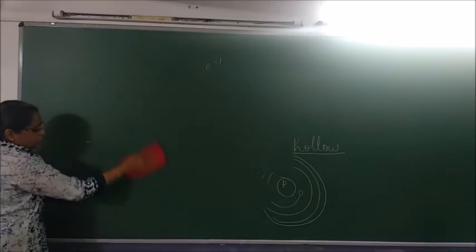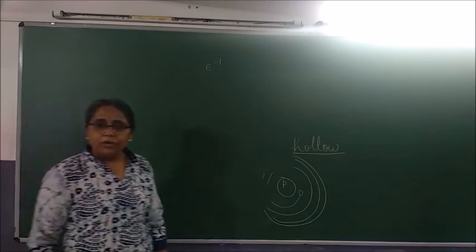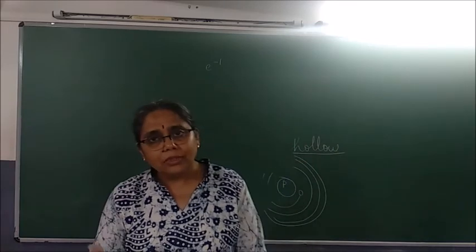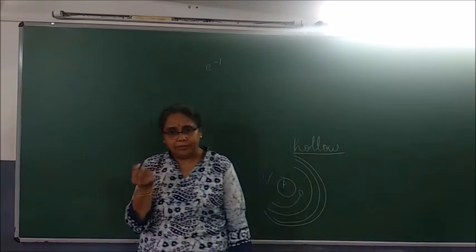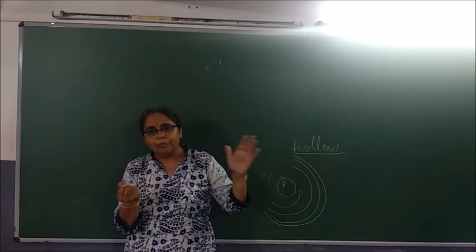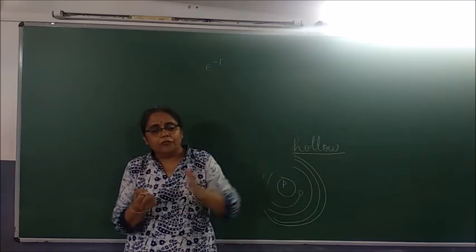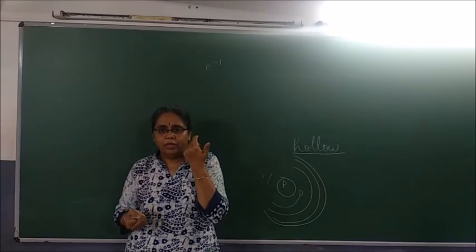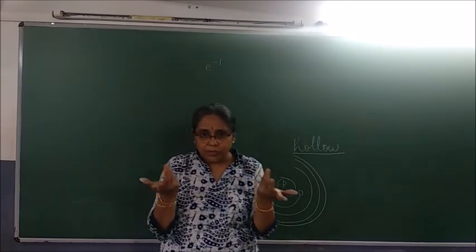Okay. After this, what was discovered? Neutron was discovered. Who discovered neutron? Chadwick. What did Chadwick do? He took beryllium atoms and then bombarded them with a fast moving beam of alpha particles. So first all the electrons went away, then all the protons went away. Then he said, then nothing should be there in the atom.